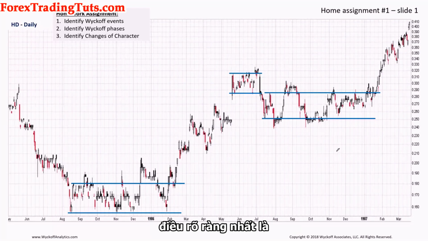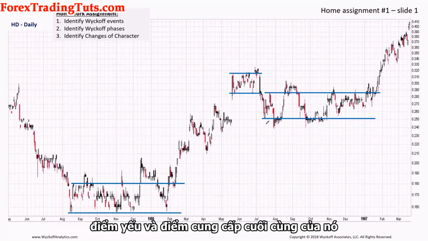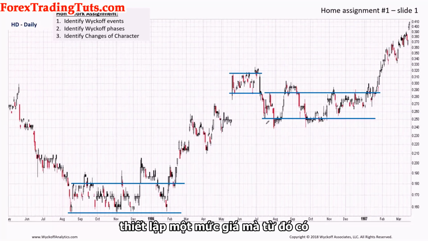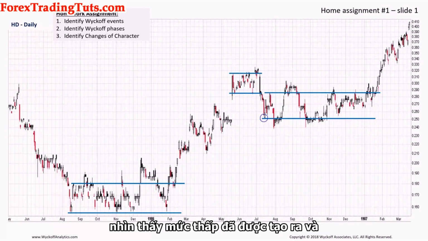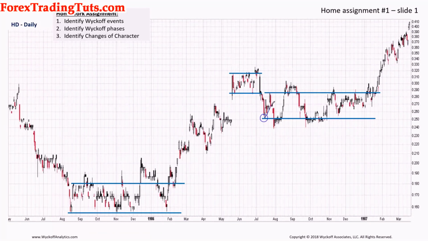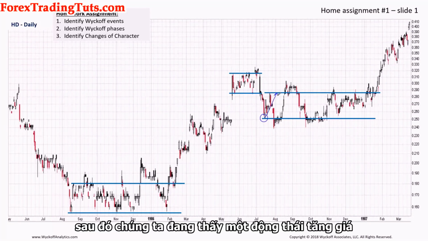The most obvious thing is the price leveling off after the sign of weakness and the last point of supply. It establishes a price from which there's a rally that takes place. Okay, so we're seeing the low that has been created, and then we're seeing a move to the upside.